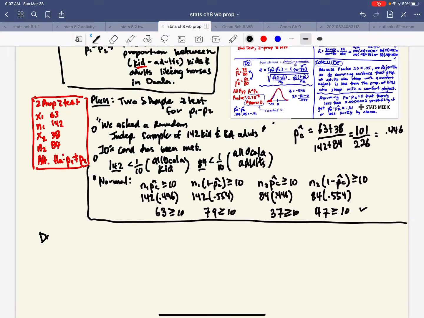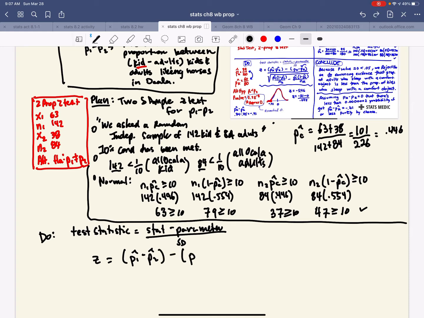So, using my notes here, my do says I have my general formula, which is my test statistic is equal to my statistic minus my parameter over my standard deviation. Specifically, my test statistic in a z-test is z, where my statistic is my sample. What was the difference of these two sample numbers? And then what was the difference that you should predict between the two groups? Well, we are supposed to assume that there is no difference. So this would be 0.